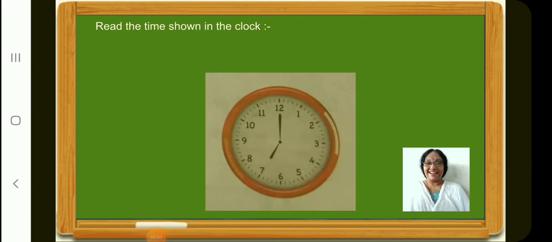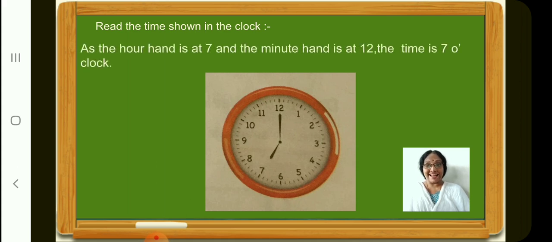Children, now let us read the time shown in the clock. Children, look at the clock carefully. What time is the clock showing? Yes, you are right. As the hour hand is at 7 and the minute hand is at 12, the time is 7 o'clock.